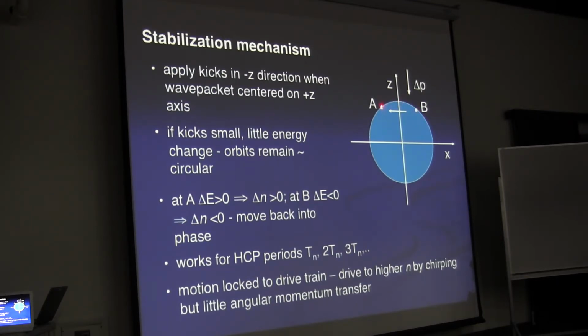What happens if you're here? If we consider the bit of the wave packet that has gone past the z-axis. Now it has a component in the direction of the kick. So now it gains a small amount of positive energy.